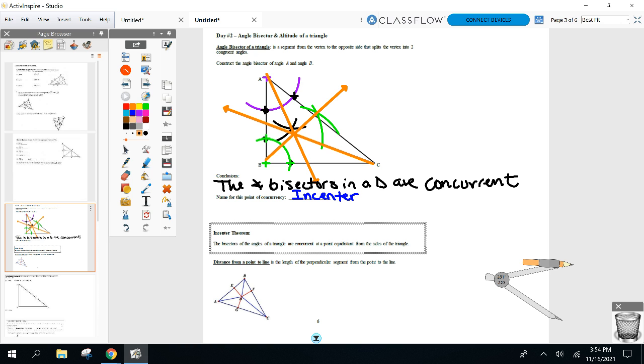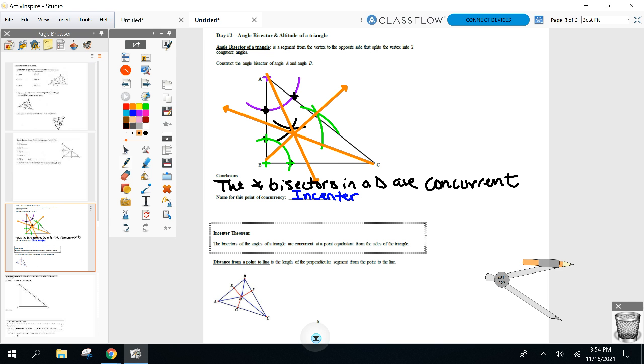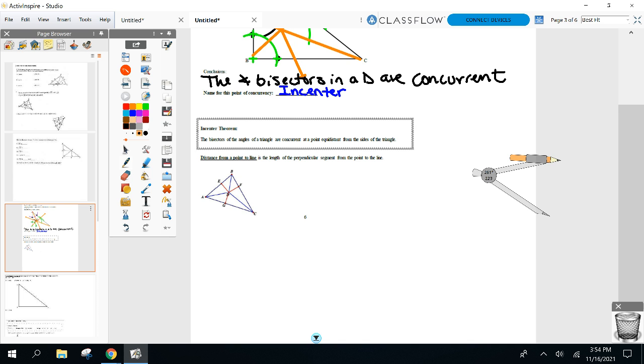The incenter. All right, that is known as the incenter, that point of concurrency. So if I go back to my chart, now I've got another point of concurrency called the incenter. And yes, just like its circumcenter counterpart, it also has a special property. That special property is right here in the theorem.